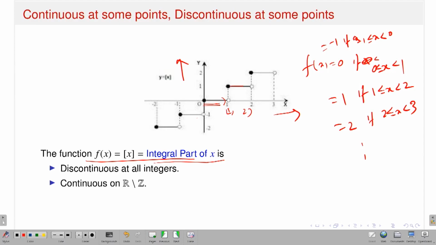So, what can I say about the continuity or discontinuity of this sort of function? These functions are actually continuous at each point here. However, it is discontinuous at 1, at 2, at 3, because at 1, 2, 3 it has a jump. Similarly, at 0, -1, -2 it will have a jump. Therefore, I can say that this is a discontinuous function at all integers. However, if I take out the set of all integers from the real line, it is a continuous function.